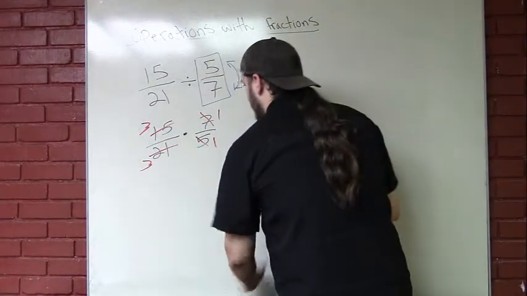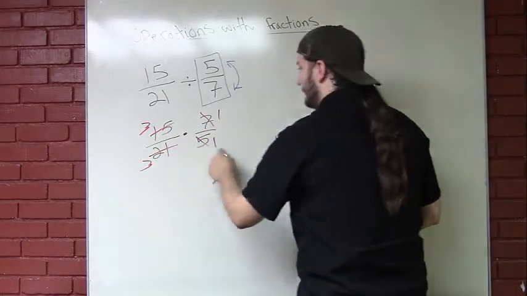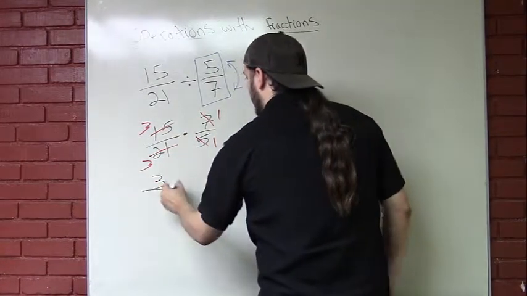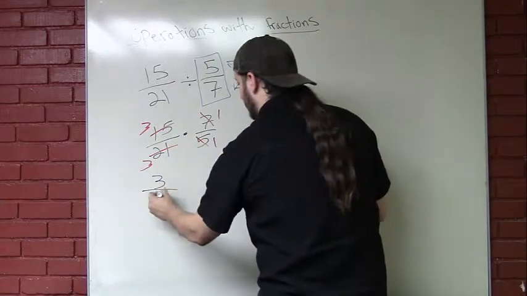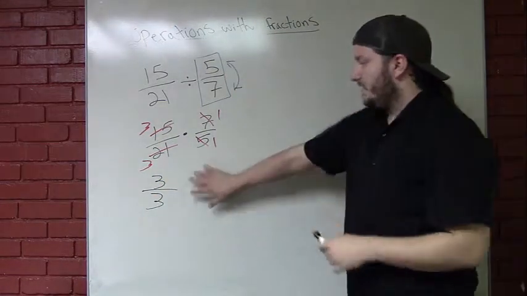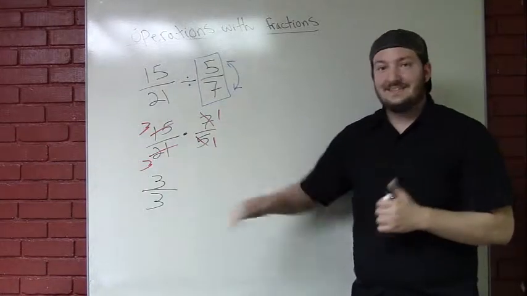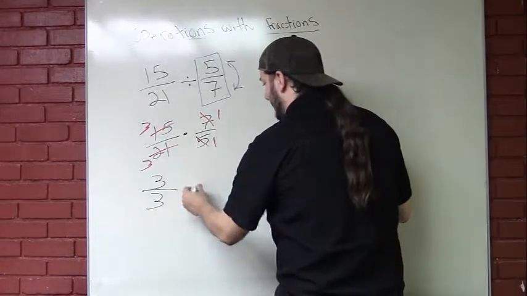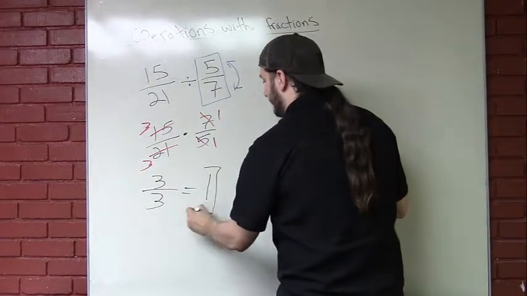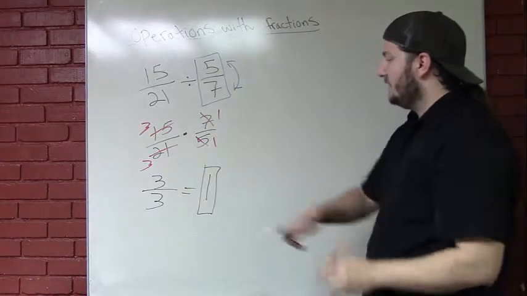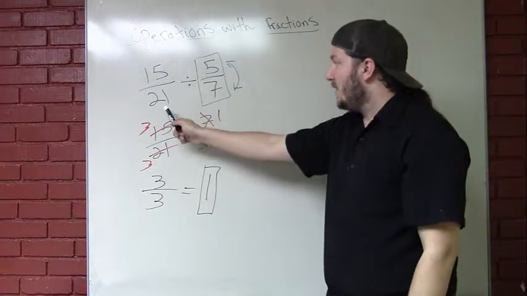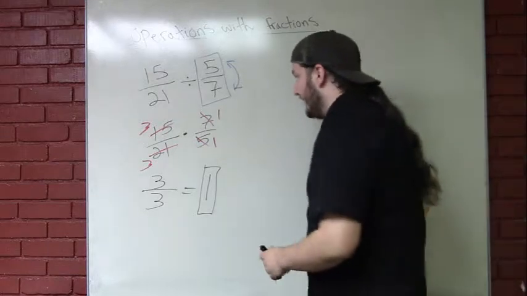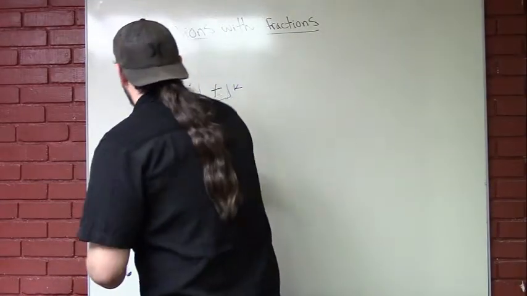Okay? So, you just start multiplying those reduced numbers. 3 times 1 is 3. 3 times 1 on the bottom is also 3. Now, we have the same number divided by the same exact number. Whenever that happens, it's pretty cool because the answer just becomes 1. Okay? So 15 divided by 21 divided by 5 over 7 equals 1. Pretty cool, right? Alright, let's try another one of these guys.